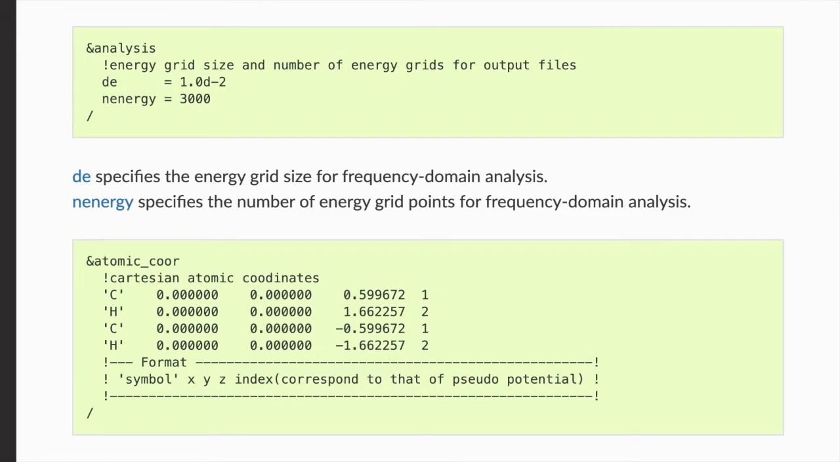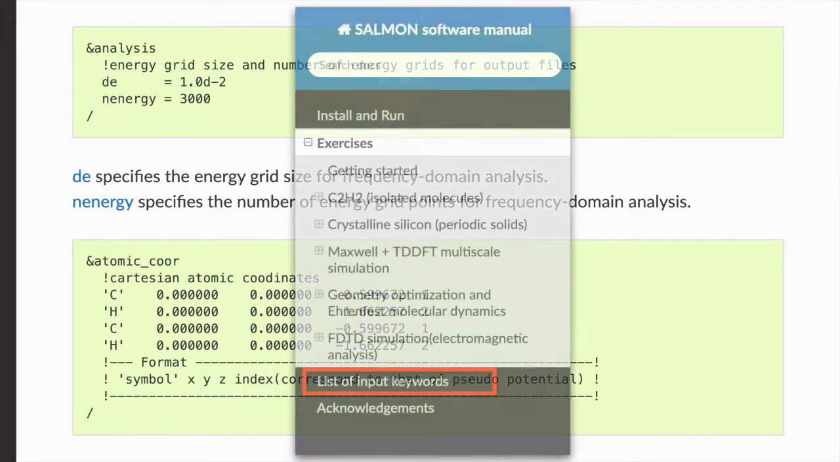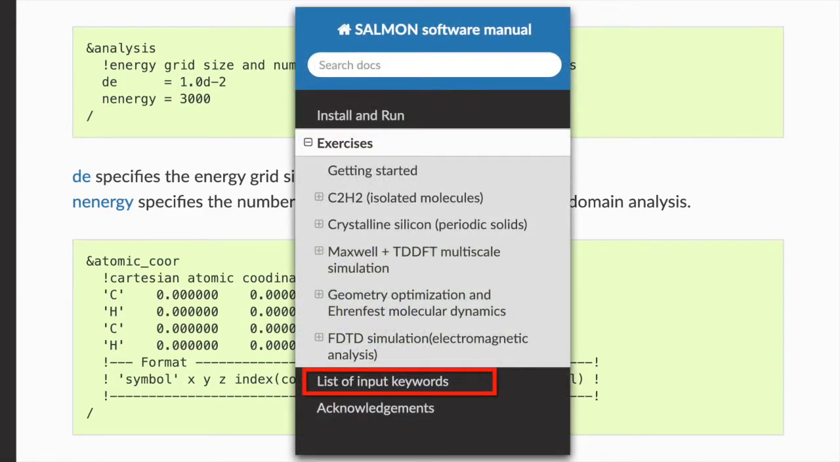Atomic underscore coor is a namelist that specifies the coordinates of atoms. However, this is also shared with the ground state calculations. Refer to the List of Input Keywords on the website for the namelists and keywords available in your input files. All the keywords are explained there.